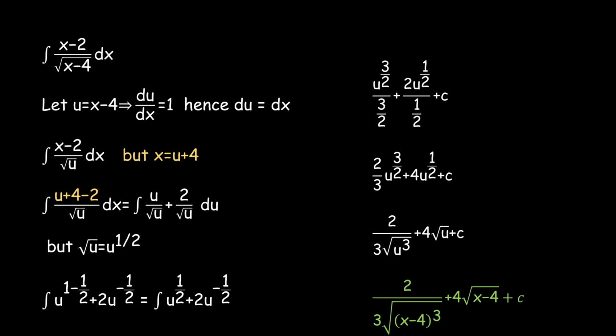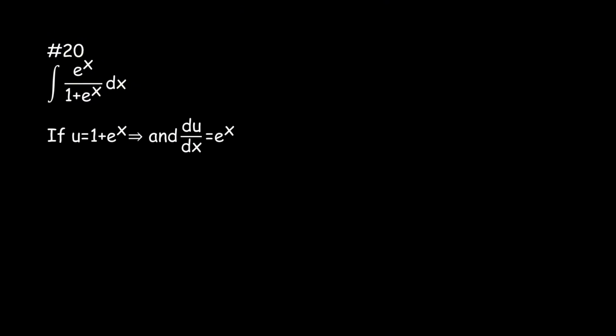Question number 20, we have the integral of e to the power x over 1 plus e to the power x. For us to integrate this, we will let the denominator be u. So if u is 1 plus e to the power x, then du by dx is e to the power x. We can see that we are using the notion of basic antiderivatives here.